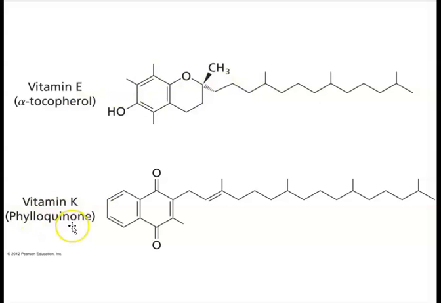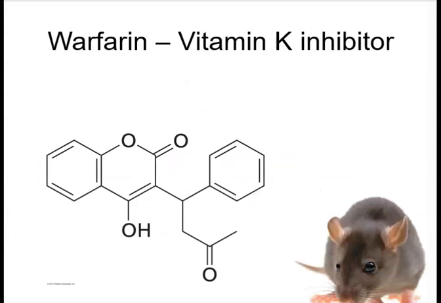If we actually overeat vitamin K, you can find vitamin K in high amounts in broccoli, you can actually die from overconsumption of vitamin K. It's kind of interesting. Some of these vitamins, right, you can have too much of them. Warfarin is a vitamin K inhibitor. This is the structure of warfarin.